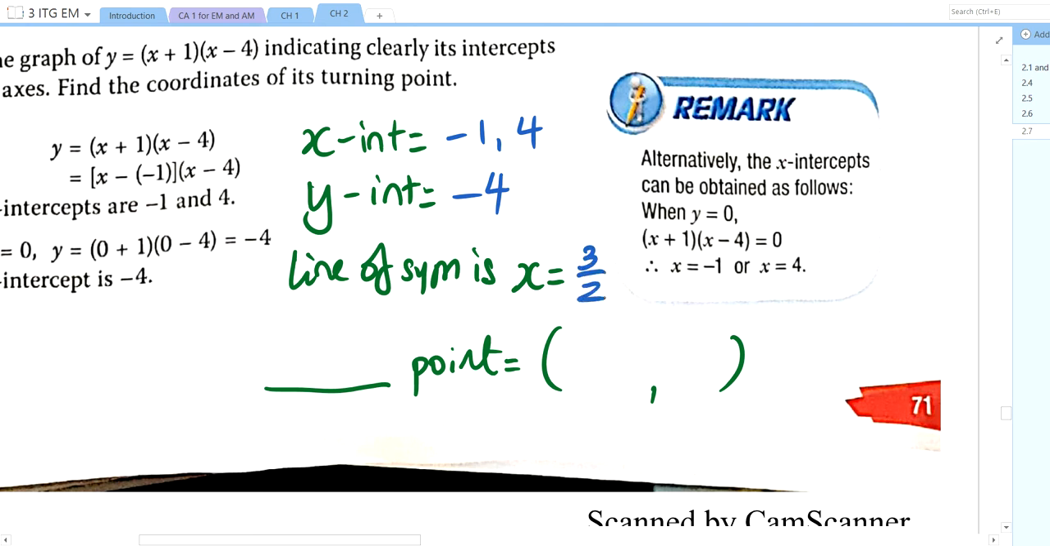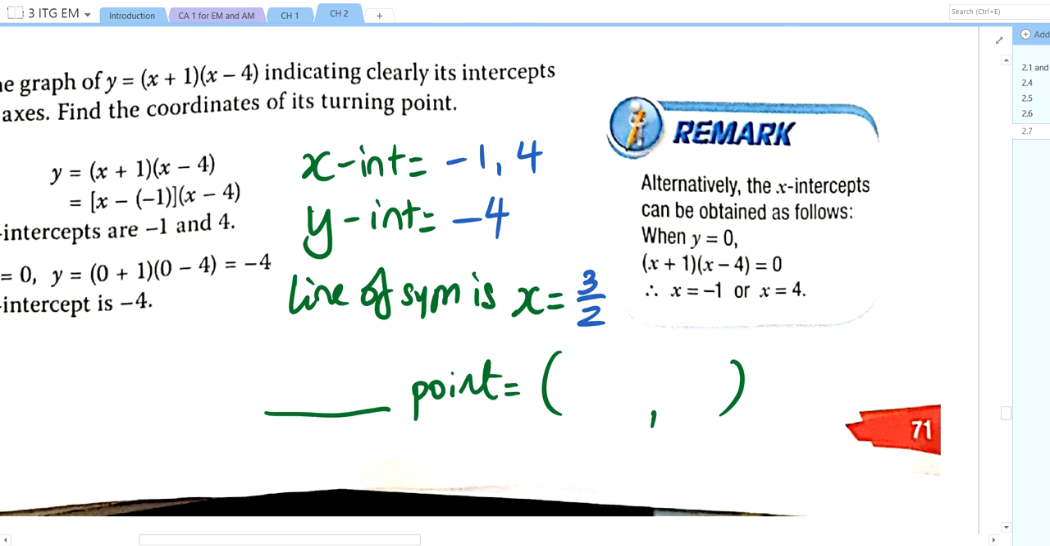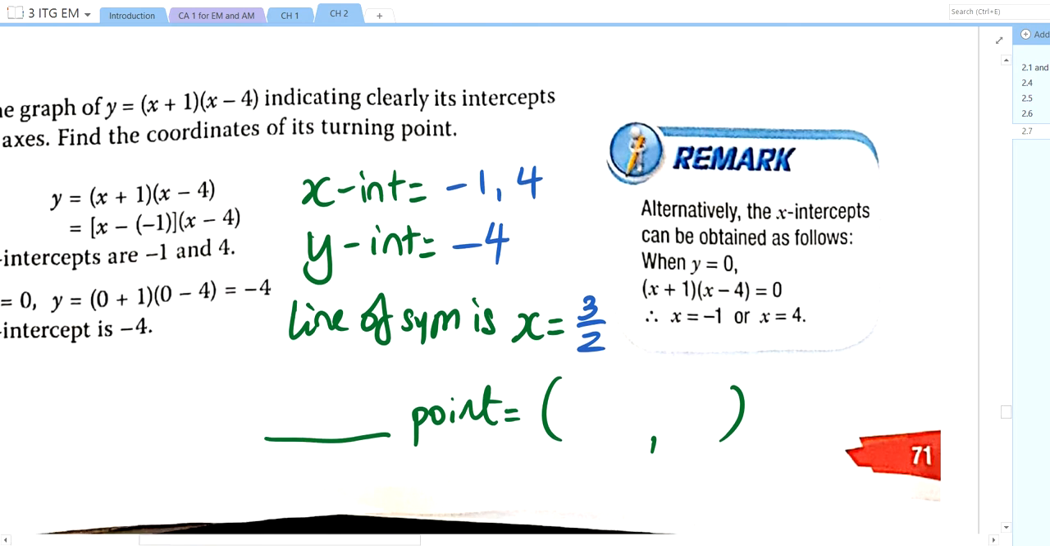And what kind of point do I have? Is it a maximum or minimum? How do we determine the shape? Is it a parabola opening downwards or parabola opening upwards? No, not whether the x is positive or negative. How do we know whether it's a minimum or maximum point? There's the coefficient of what? X squared. Okay, we need to look at the coefficient of x squared.